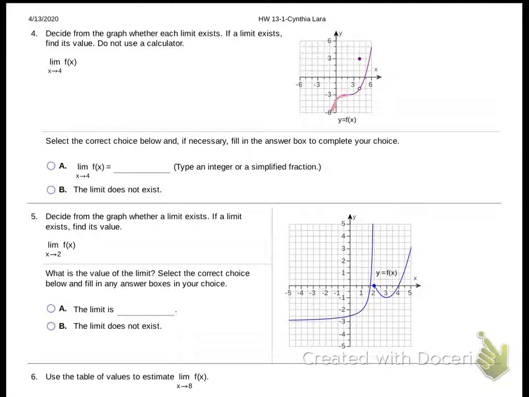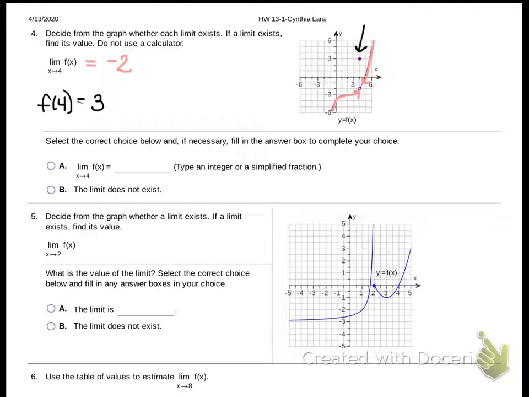So let's see. From the left, I'm getting -2. From the right, I'm getting -2. Now, is that f of x? And the answer is no, it is not. When we say, what is f of 4? It is actually 3, right? That is this dot up here. That is f of x. But when we're asking for the limit, it is -2.